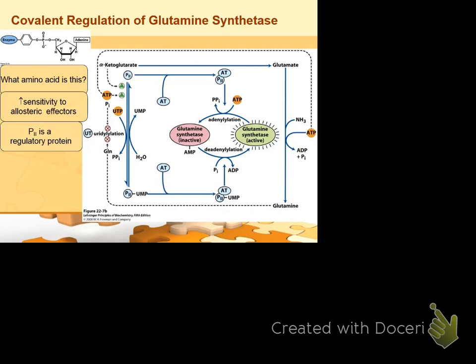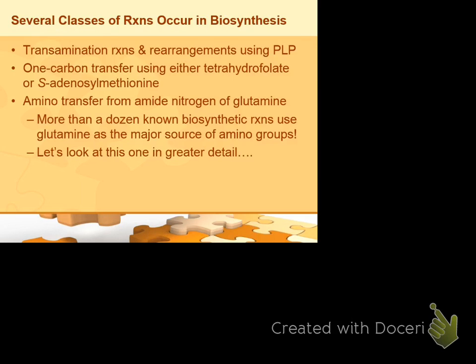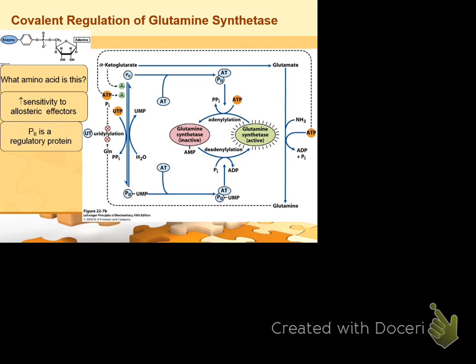Oh, whoops! I was really kind of hoping that it would go through. It does increase the sensitivity to these allosteric effectors, and the complex itself has a regulatory protein that's called P2.